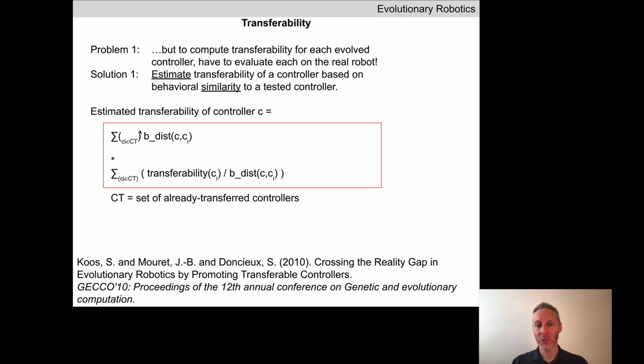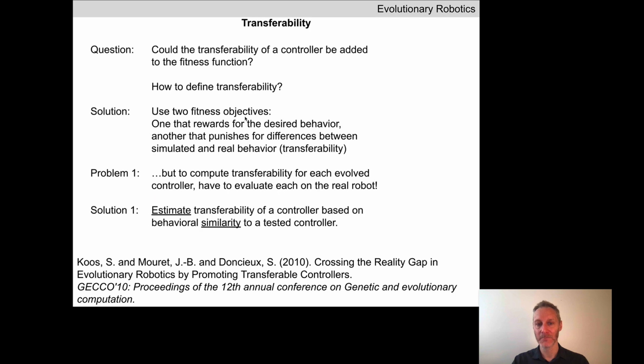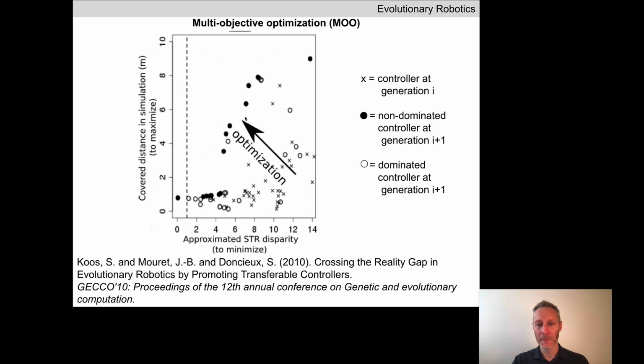This term up here that we're multiplying by, you'll notice that we're summing over the same things that we're dividing by here. This is a normalization term. So we could rewrite this where we replace the division by a multiply and the multiply by a division, and you'd have a normal weighted sum, a weighted average calculation. So this is a weighted average where we're giving more weight to the controllers that are closer to C. So when we compute all this, we now have an estimated transferability for controllers that we have not yet sent to reality. And I'm going to just back up a little bit here.